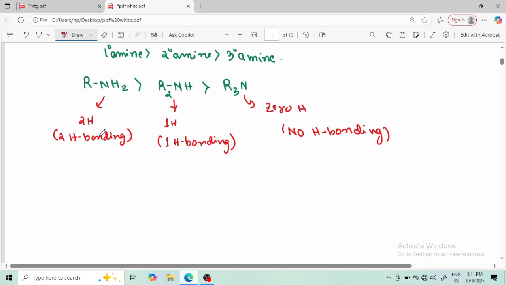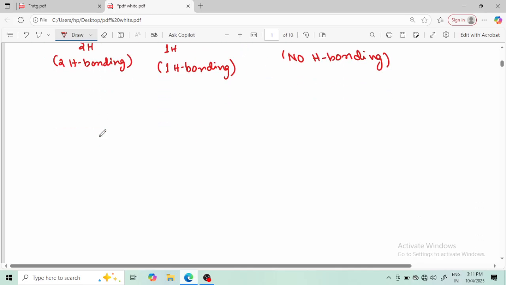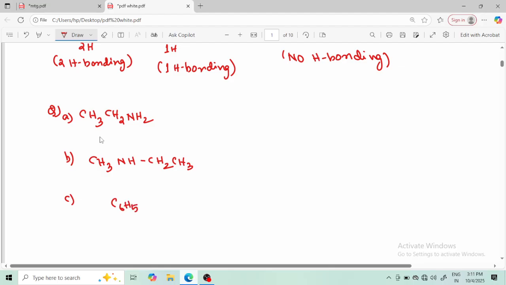Now next let's do some questions. Suppose I give you this one, so you already know how to identify 1 degree and 2 degree amine, right? So CH3CH2NH2 is there, so this is your first molecule. Second molecule is CH3NHCH2CH3, and the third molecule is C6H5NH2. Then if I ask you the decreasing order of solubility, then what will be your answer?